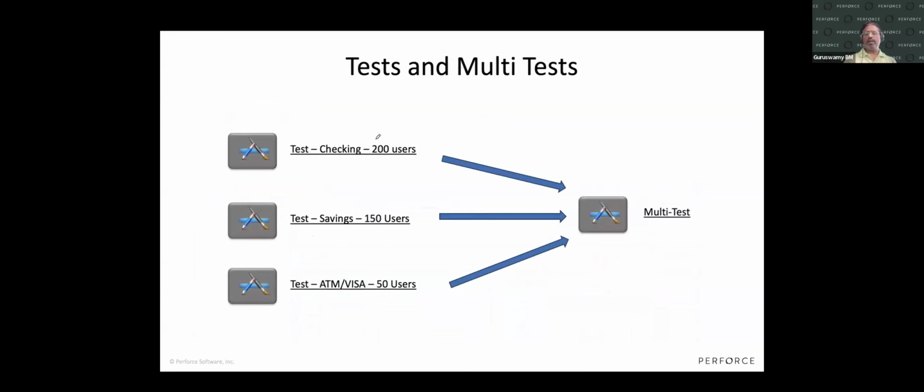And also, Blazemeter will support multi-tests as well. For example, you have 3 separate tests. One is checking with 200 users, savings having 150 users. Of course, we are talking about one of the demo applications. And the ATM lookup having 50 users, okay? If you have created separate tests, we have multi-test support within Blazemeter. You can create a multi-test, add all your tests and then execute at runtime. So we also support multi-tests as well.